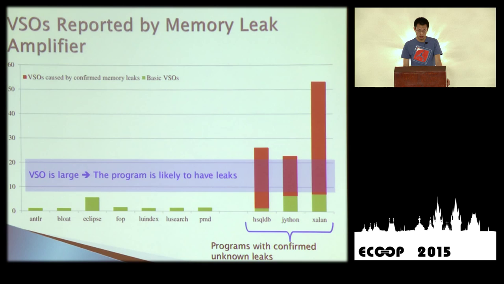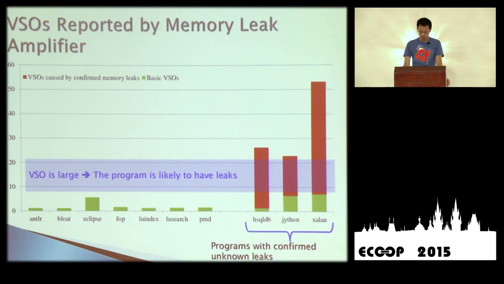So we looked into the report, and our suspicions were confirmed. And we indeed found the performance problems here. And with our diagnostic information, we easily identified the root cause of the problems and fixed them. After fixing the problems, the virtual space overhead was reduced to the normal range, which is below 10.